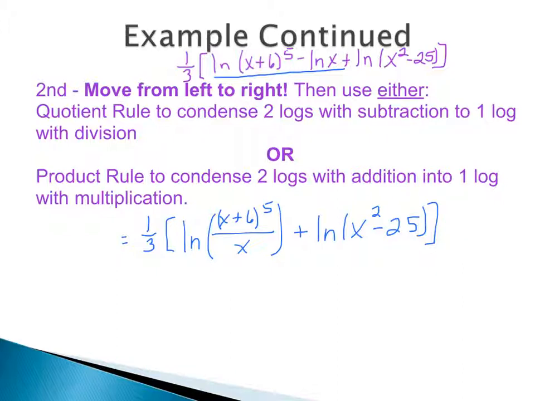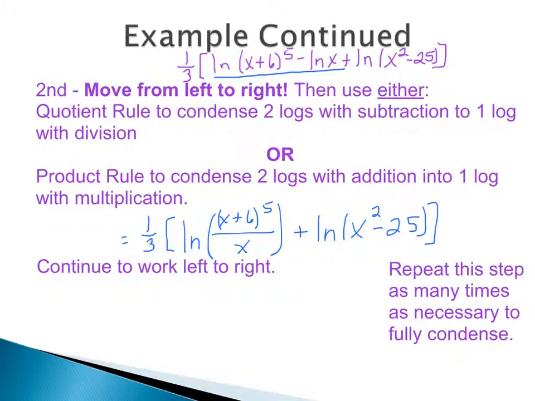Now again, like I said, the second step has a few parts to it because we do want to move left to right. First, we were able to use the quotient rule, but I can continue to use either the quotient rule or the product rule, and you want to repeat this as many times as necessary, one at a time, moving left to right. Because if I look at what I have right now, still inside of our brackets, I have 2 logs that are separated by an addition. Well, 2 logs separated by an addition, I can use our product rule, and we can condense it with multiplication.